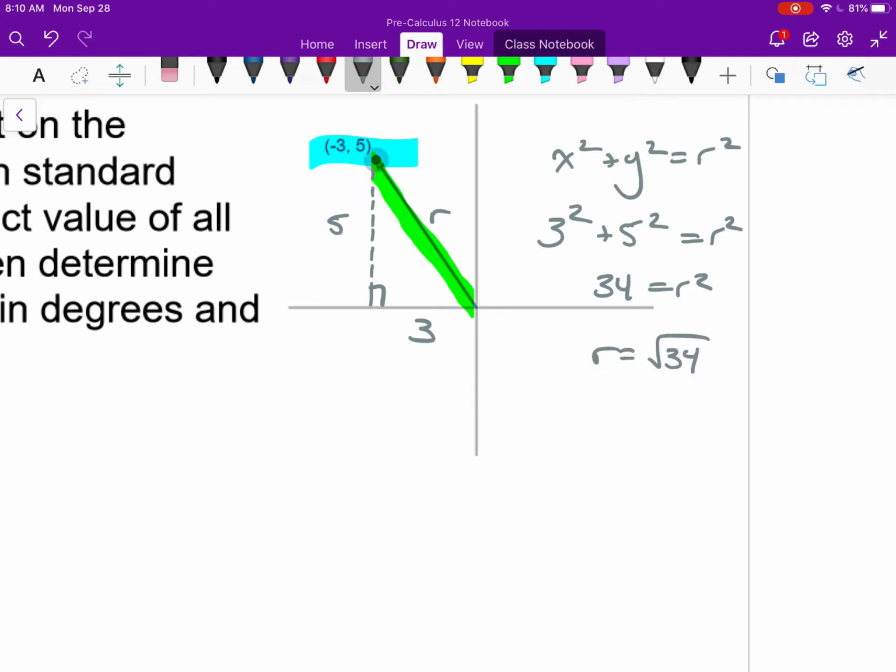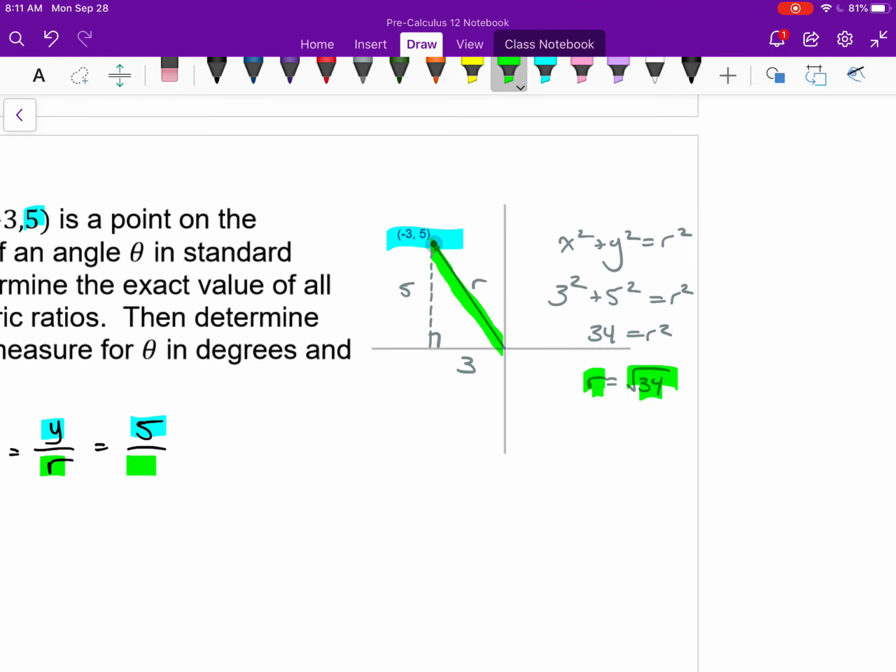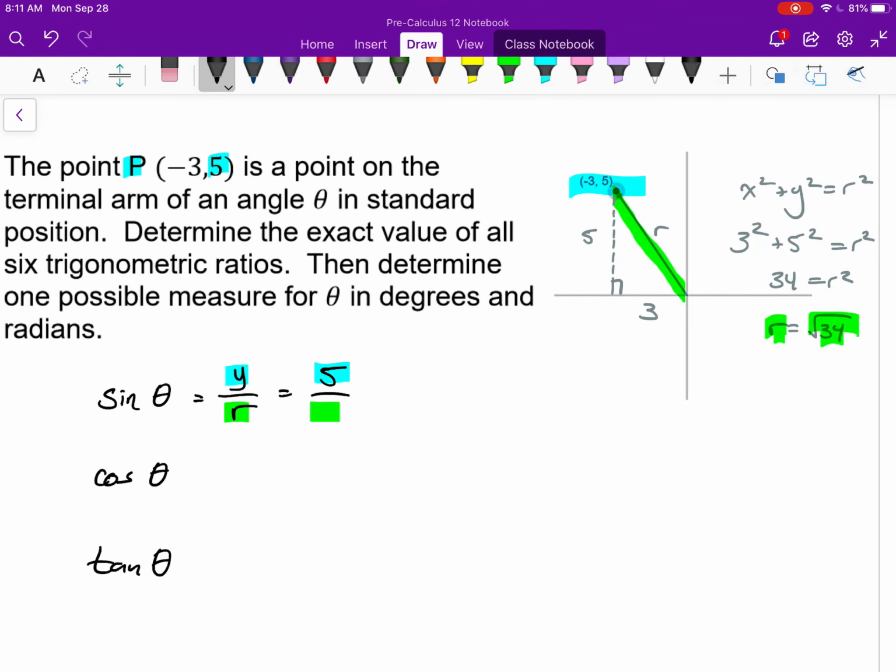Now, you may be tempted to put plus or minus right here when you go from this step to this step, but remember r is a distance. It's the radius, and distances are always positive. So I don't want those. There you go. The radius is root 34. So the sine of this angle is 5 over root 34.